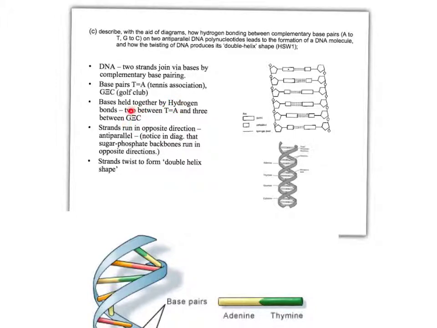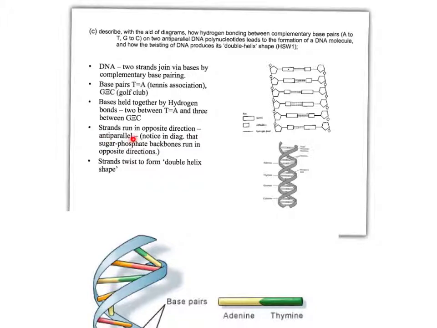The other thing that you should be aware of is the strands run in opposite directions. You'll notice that these pentose sugars here are pointing upwards, whereas the pentose sugars there are pointing downwards. So the strands run in opposite directions, and that feature is known as anti-parallel. Anti-parallel is a word that you should be aware of.